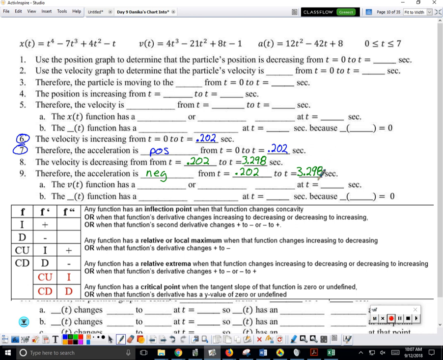The velocity function has a local or relative minimum at that point.